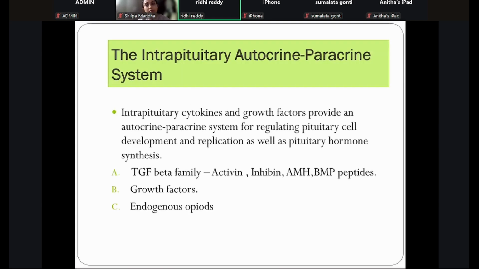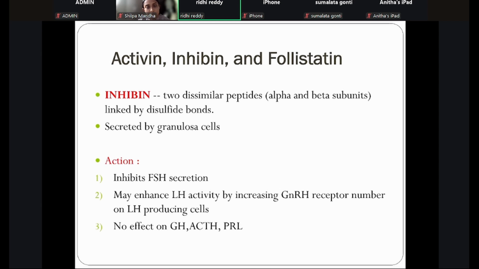So again, there is an intrapituitary autocrine paracrine system. This comprises the TGF beta family, which is activin, inhibin, follistatin, growth factors, and endogenous opioids. Inhibin comes as inhibin B as well as inhibin A, depending upon whether they have alpha subunits or beta subunits, which are linked by disulfide bonds. Inhibin is secreted by the granulosa cell.